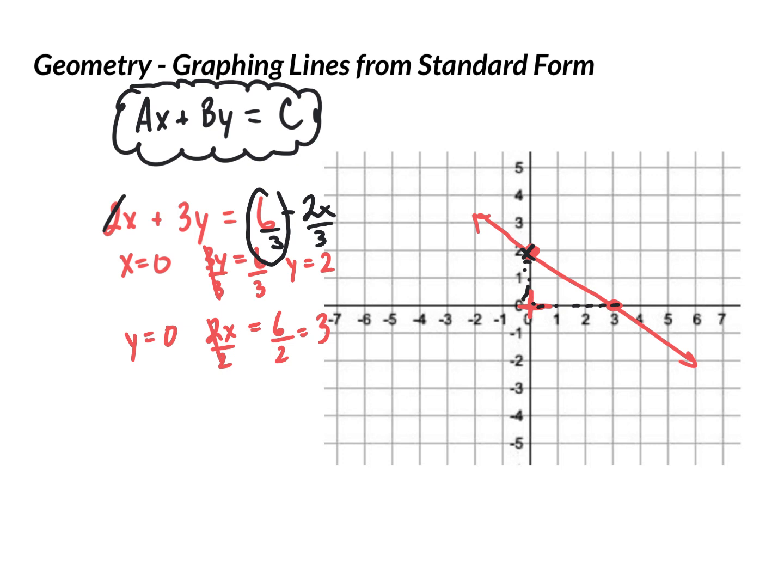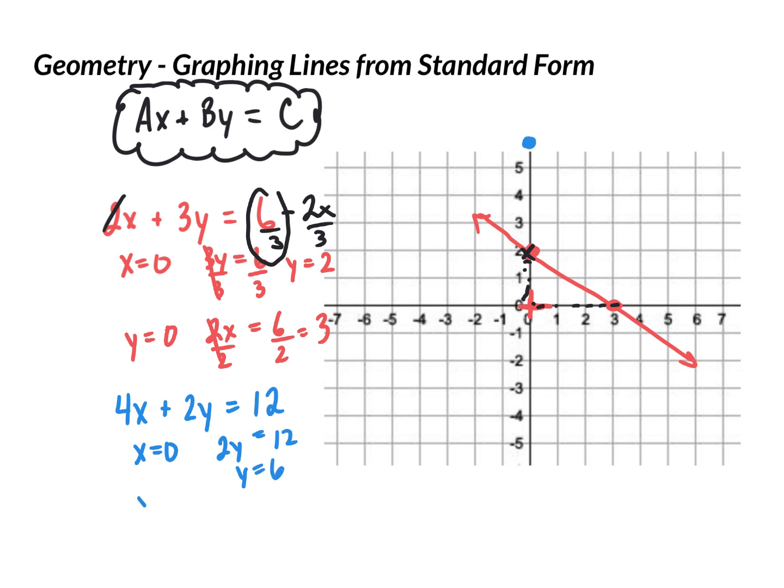So let's do one more. Let's say we had this. So let's begin with, well, what if x were 0? And again, you just got to say if x is 0, I'm on the vertical axis. Well, if x were 0, then all that would be left is 2y equals 12. So y would be 6. So that'd be right up here.